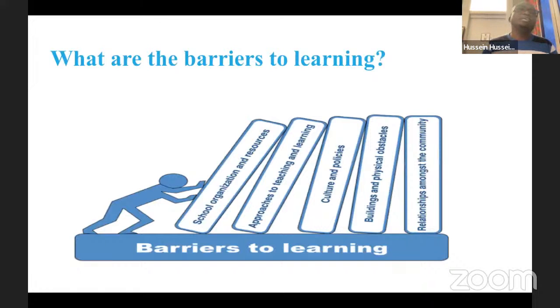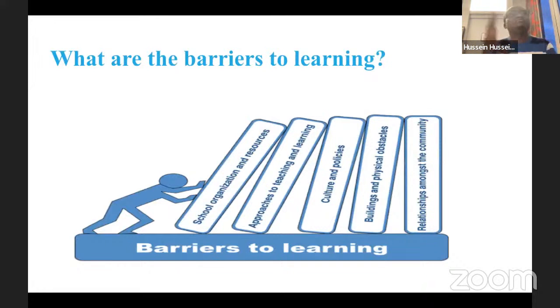So I observe that many school organizations and resources are not friendly based on the needs and requirements of the students we have in our schools. So this is one among the barriers which I observed, and it's applicable.